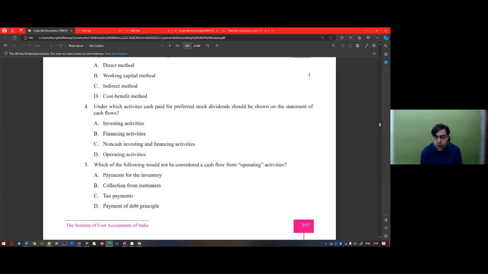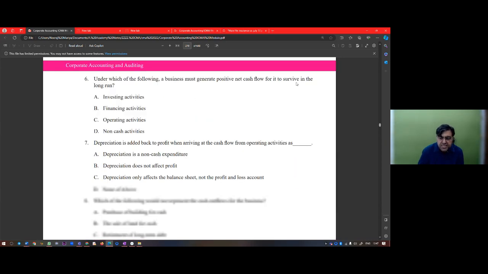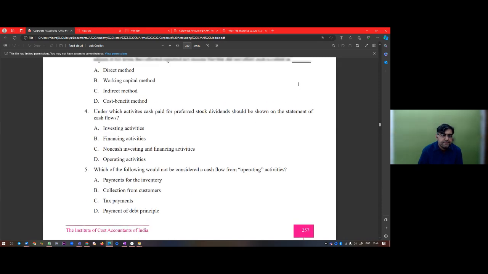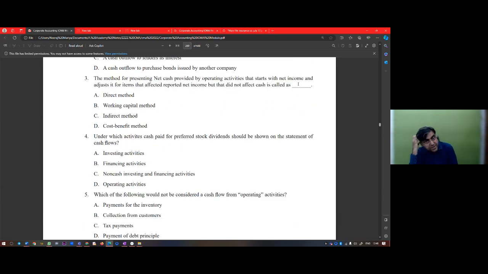Cash paid on preference stock, preferred stock dividend should be shown under financing activities, B. The method of presenting net cash provided by operating activities that starts with the net income and adjusts it is called indirect method, C.